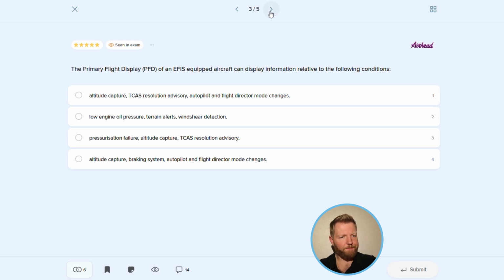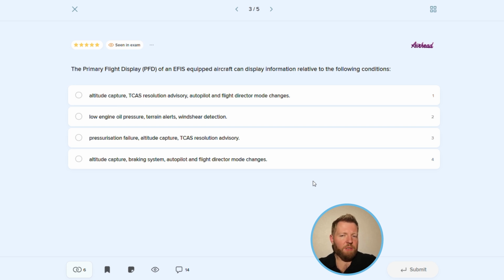Question number 3. The primary flight display, PFD, of an EFIS-equipped aircraft can display information relative to the following conditions: altitude capture, TCAS resolution advisory, autopilot and flight director mode changes, low engine oil pressure, terrain alerts, wind chill detection, pressurization failure, altitude capture, TCAS resolution advisory, or altitude capture, braking system, autopilot, and flight director mode changes.